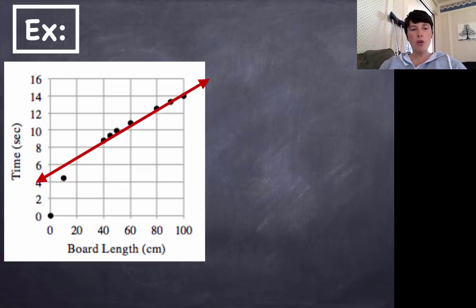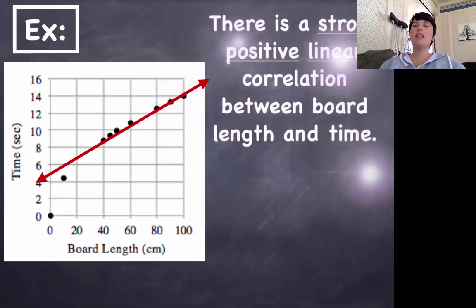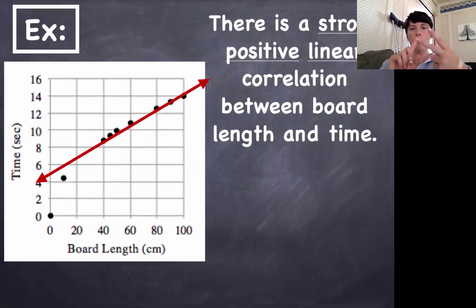So I'm going to write my correlation sentence. I'm going to say there is a strong, positive, linear correlation, and then I'm going to say between board length and time. I'm going to describe my variables. So between board length and time, there's a strong, positive, linear correlation.